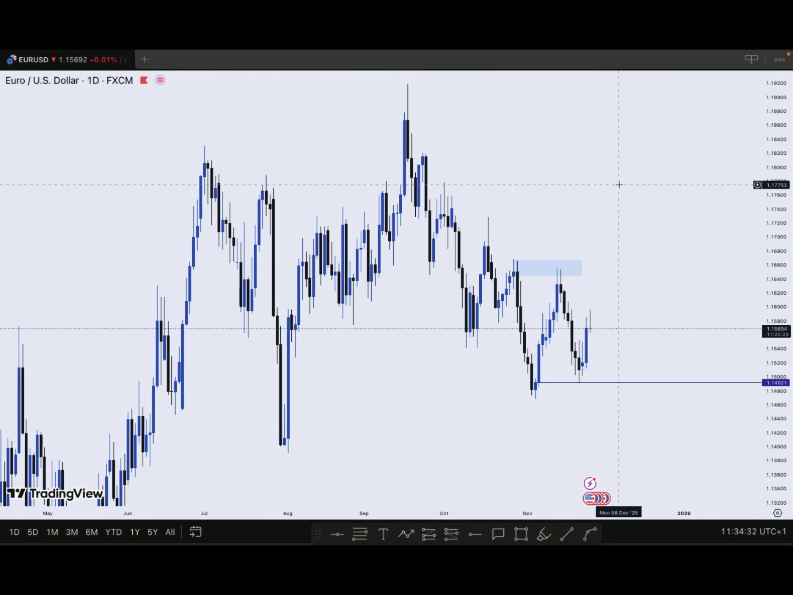For example, for one daily candle to form, it will take 24 hours. But for one 15-minute candle to form, it will take only 15 minutes. So you see, we have many opportunities inside one daily candle, but fewer opportunities inside one 15-minute candle. Okay, so I trade structure, liquidity, POI.